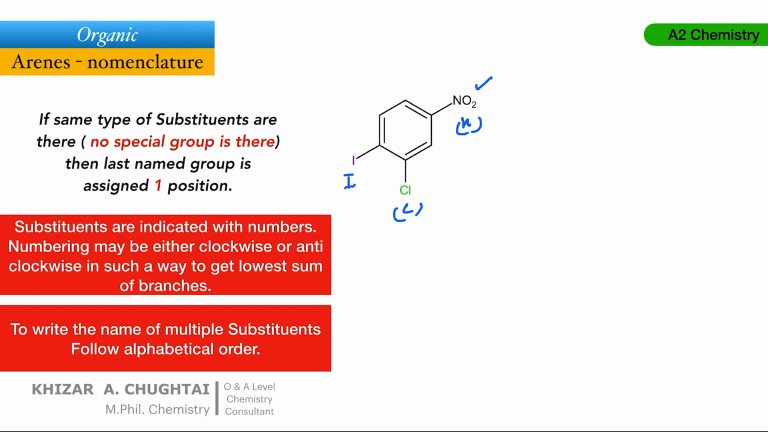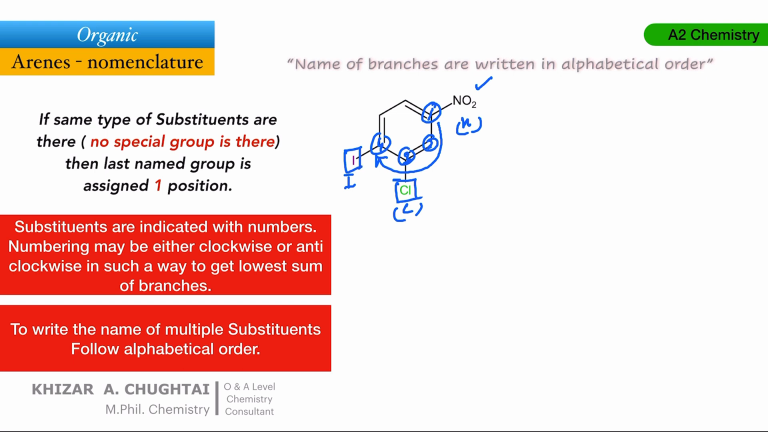So its position will be number 1. According to this position, we will move clockwise, and it's position 2, it's 3, it's 4, and in this way we can get the lowest positions for the branches. So chloro and iodo are acting as the branches. The name of this compound will be 3-chloro, dash, 4-iodo, 3-chloro-4-iodo, and nitrobenzene.